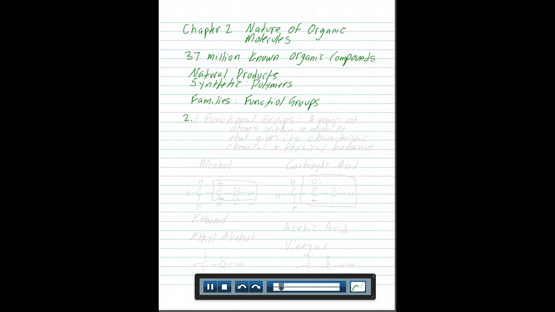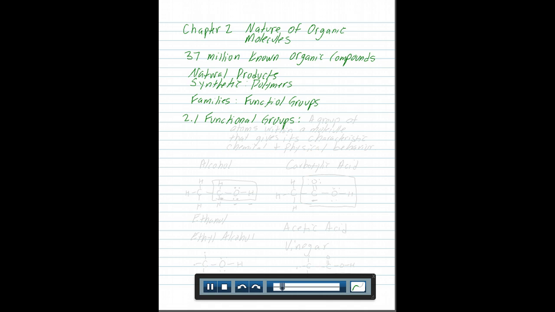So section 2.1 is all about functional groups. I'm going to go over what functional groups are and draw them out to give you an idea. These are the groups that I want you to memorize. The best way to memorize them is to put them on a flashcard. Put the name on one side of the flashcard and the actual functional group on the other side.